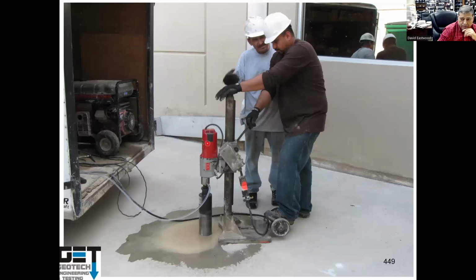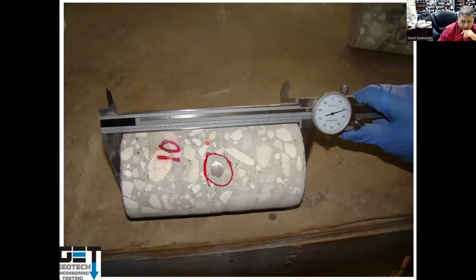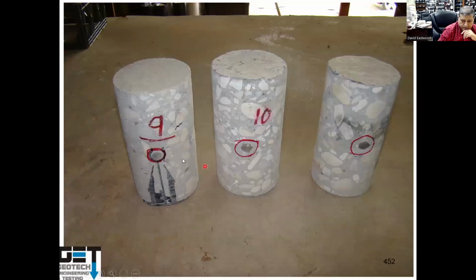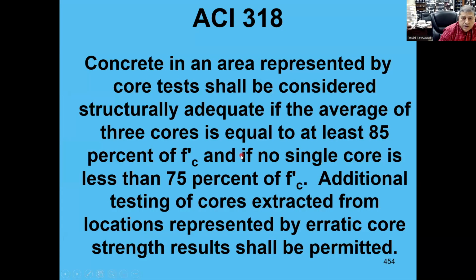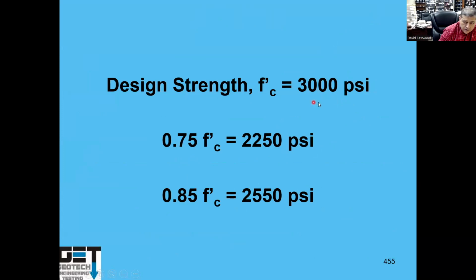You core the slab or your pavements that are failing. Measure the concrete strength. We see where the steel is. You test your concrete in compression. You break the concrete. ACI, American Concrete Institute, says that the concrete in an area represented by core tests shall be considered structurally sound if the average of 3 cores is at least 85% f'c, and no single core drops below 75% f'c. So if you have a slab with a design strength of 3,000 PSI, none of the cores should drop below 2250. The average of 3 cores should not drop below 2550.